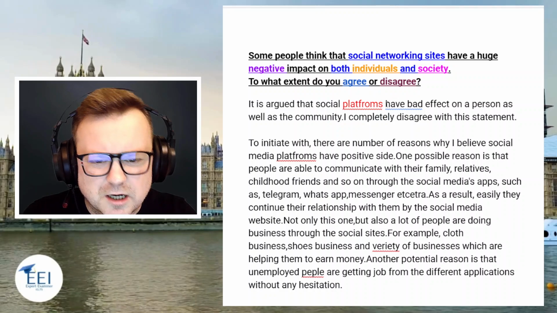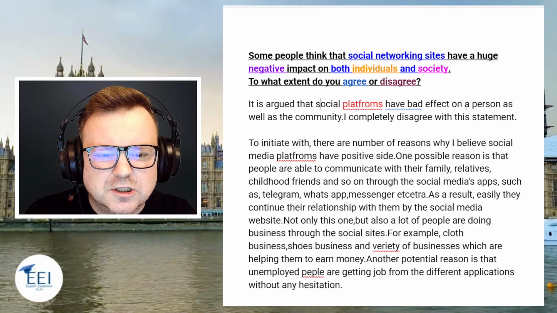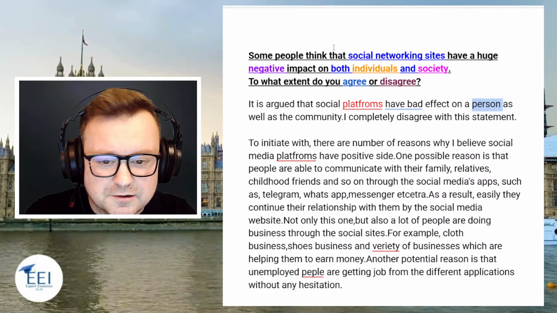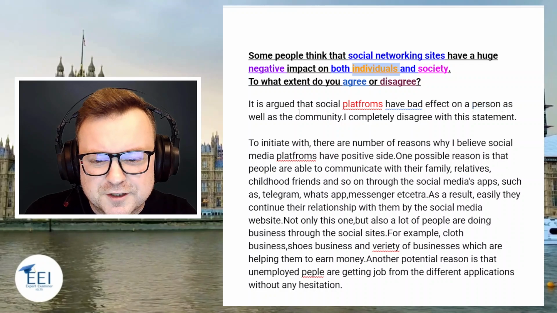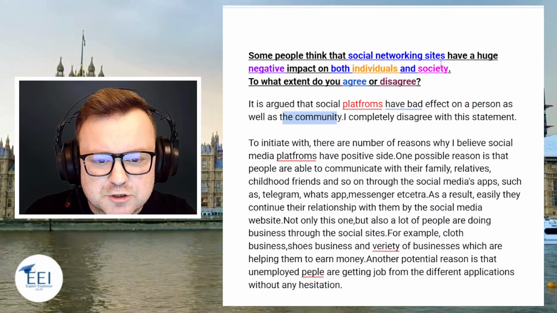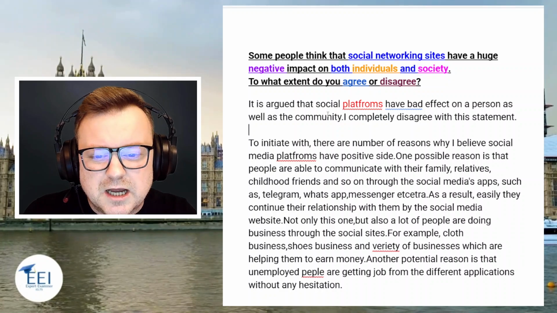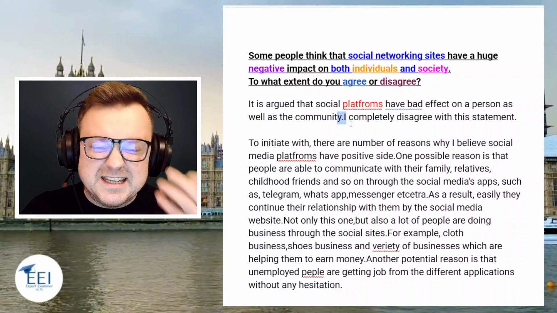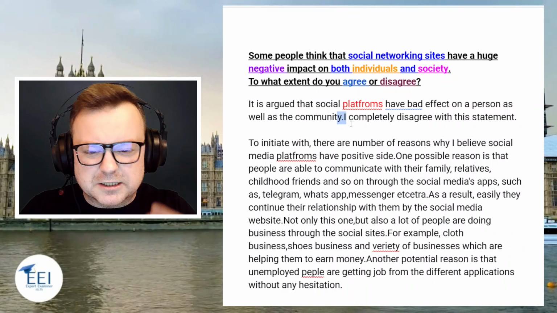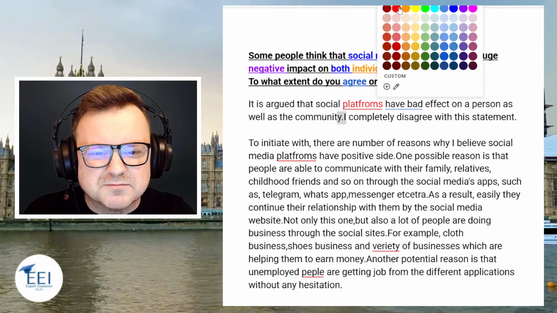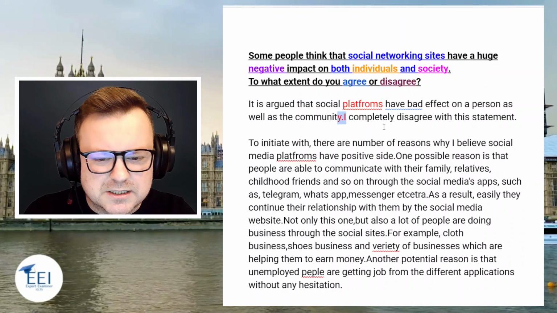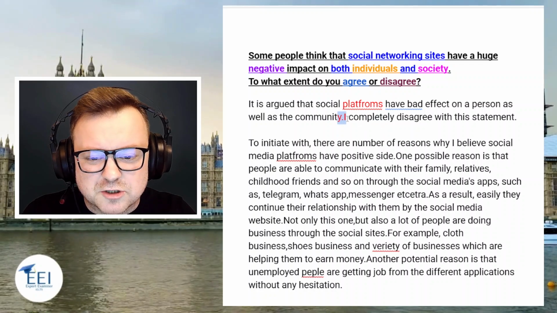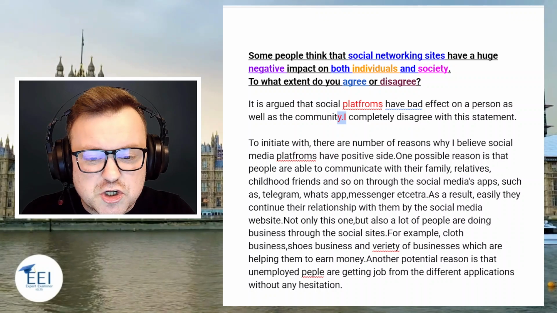Okay. Bad effect on a person as well as the community. Okay, a person it as a replacement for individuals as well as the community in response to society. Cool. Notice this, there are no spaces here. Again, a little bit of evidence, another little bit of evidence that tells me the candidate isn't serious about his IELTS writing. The candidate either isn't prepared or doesn't know.